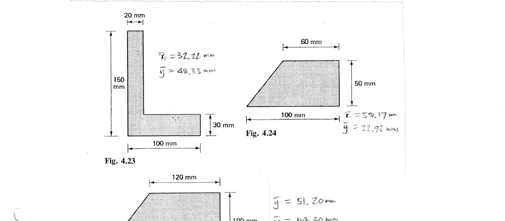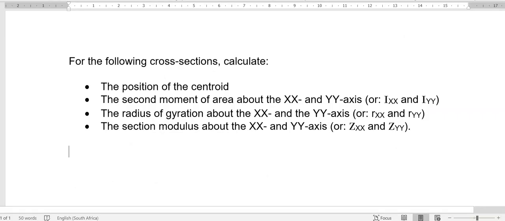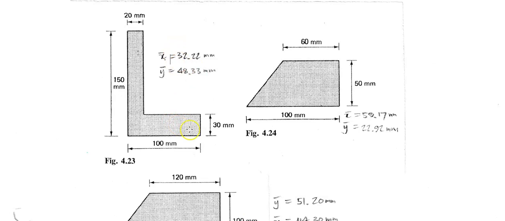Bar x, bar y, which I mentioned in the first lesson. And there's the full question: for the following cross sections, calculate the position of the centroid. In plant mechanics, we only had to do that bit over there, the first bullet point. And of course, those are the answers for the position of the centroid.